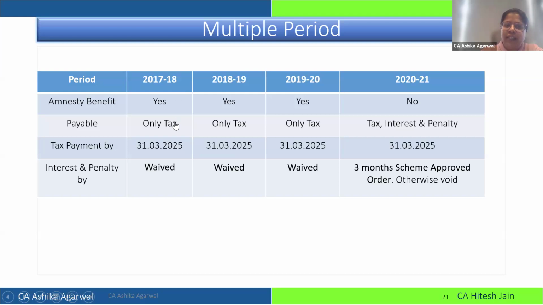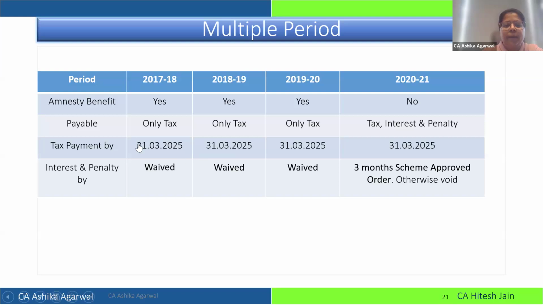I have to pay in 17-18 only tax if I am applying for amnesty. 18-19, what do I have to pay? Only tax. 19-20 also only tax. But 20-21 being outside, I have to make sure I pay tax, interest, and penalty. All three need to be paid.